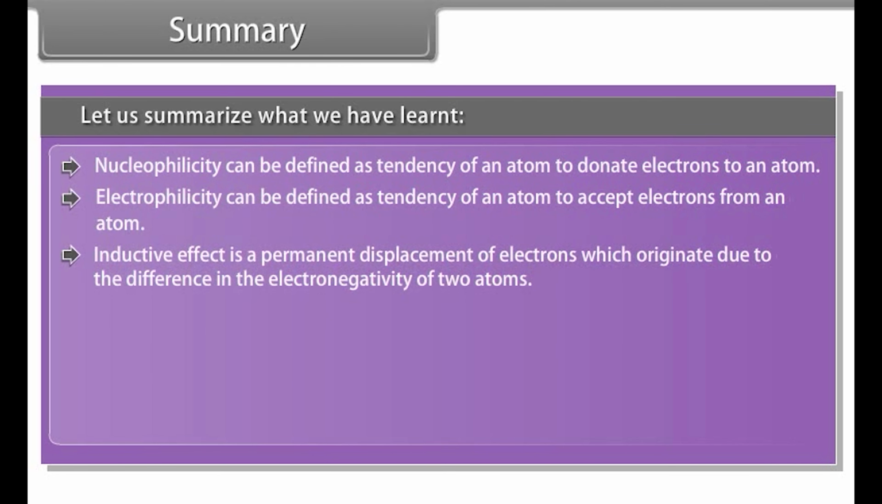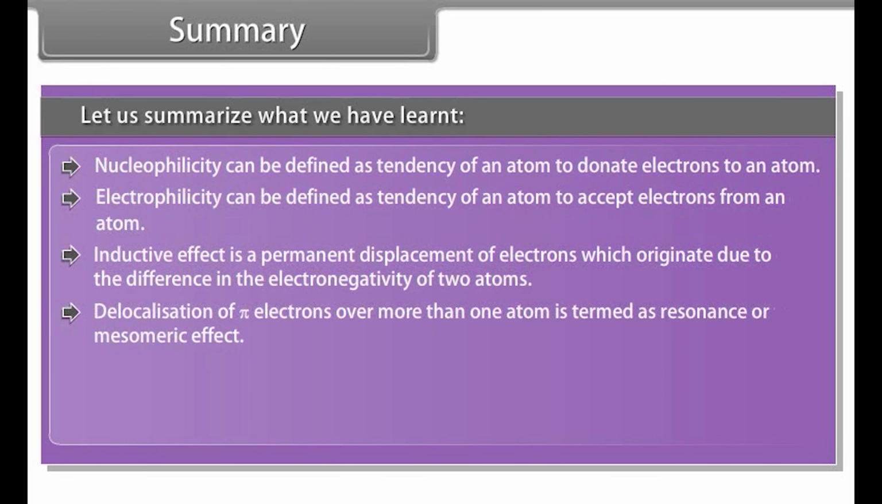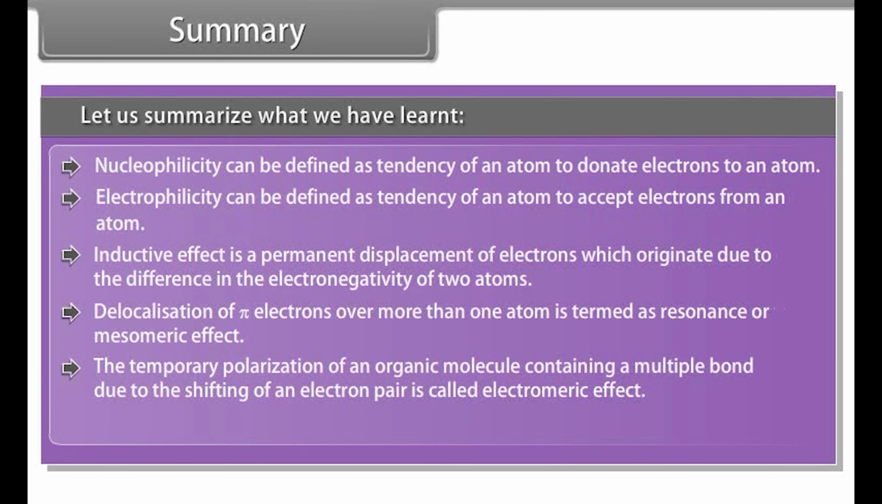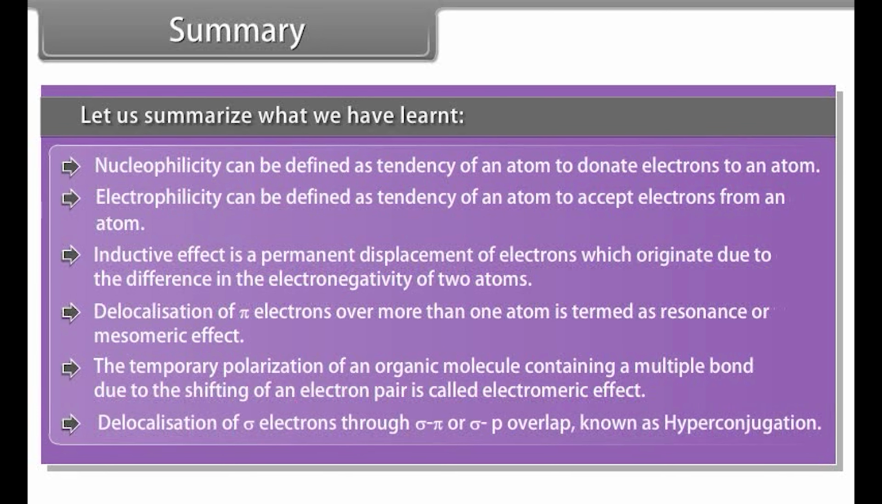Inductive effect is a permanent displacement of electrons which originates due to the difference in the electronegativity of two atoms. Delocalization of pi electrons over more than one atom is termed as resonance or mesomeric effect. The temporary polarization of an organic molecule containing a multiple bond due to the shifting of an electron pair is called electromeric effect. Delocalization of sigma electrons through sigma-pi or sigma-p overlap is known as hyperconjugation.